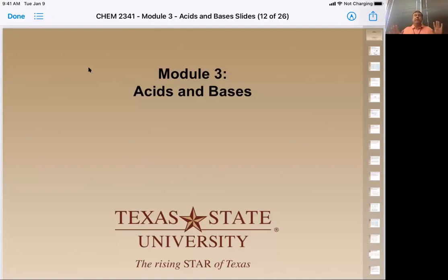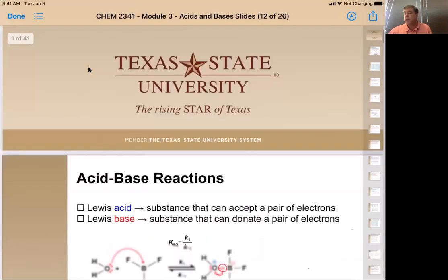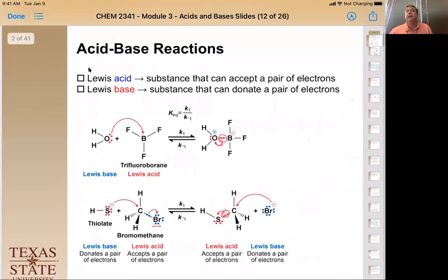Okay, so module 3, that's where we're on the schedule, so might as well start there. Acids and bases. Traditionally, we've learned a lot about acids and bases in inorganic chemistry, but we have to approach it a slightly different way in organic chemistry, okay? So the idea here is that we traditionally learned that an acid was something that dissociated in water and formed hydronium ion, and a base was something that formed hydroxide in water, okay? That's the Arrhenius definition of acids and bases. However, we don't use a lot of water in organic systems, so we have to have a different definition.